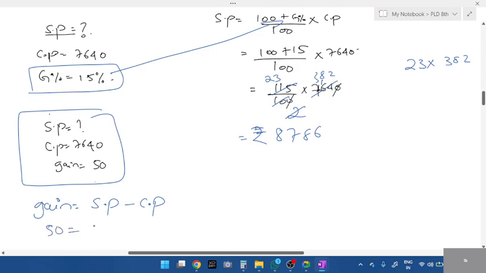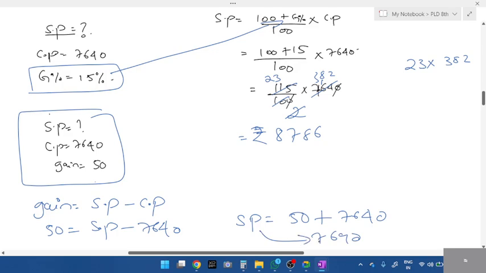So gain is 50, selling price is not given. 50 equals SP minus 7640. How do you find selling price from this? Which one goes to the other side? Yes, respond. Which one goes to the other side? Yes. So it becomes 50 plus 7640. Is it clear? Understood all of you?